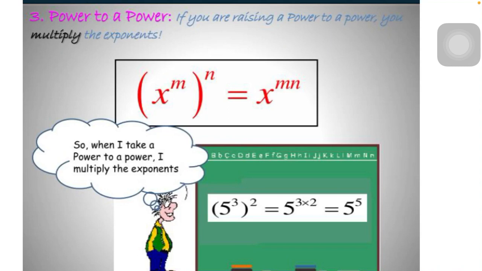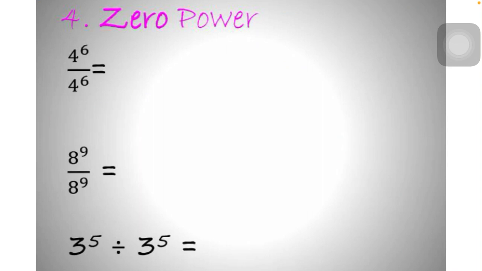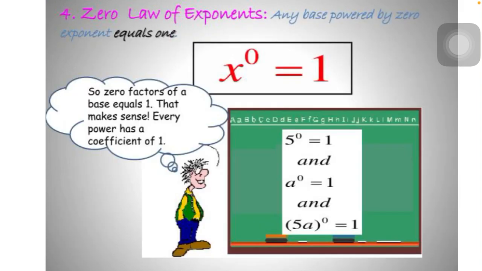Now the next is the zero power. Zero power means what? When the power is 0, like 4 raised to power 6 upon 4 raised to power 6. These kinds of examples are of zero power. See the zero law of exponents, what it says: any base raised to the exponent 0 equals 1.